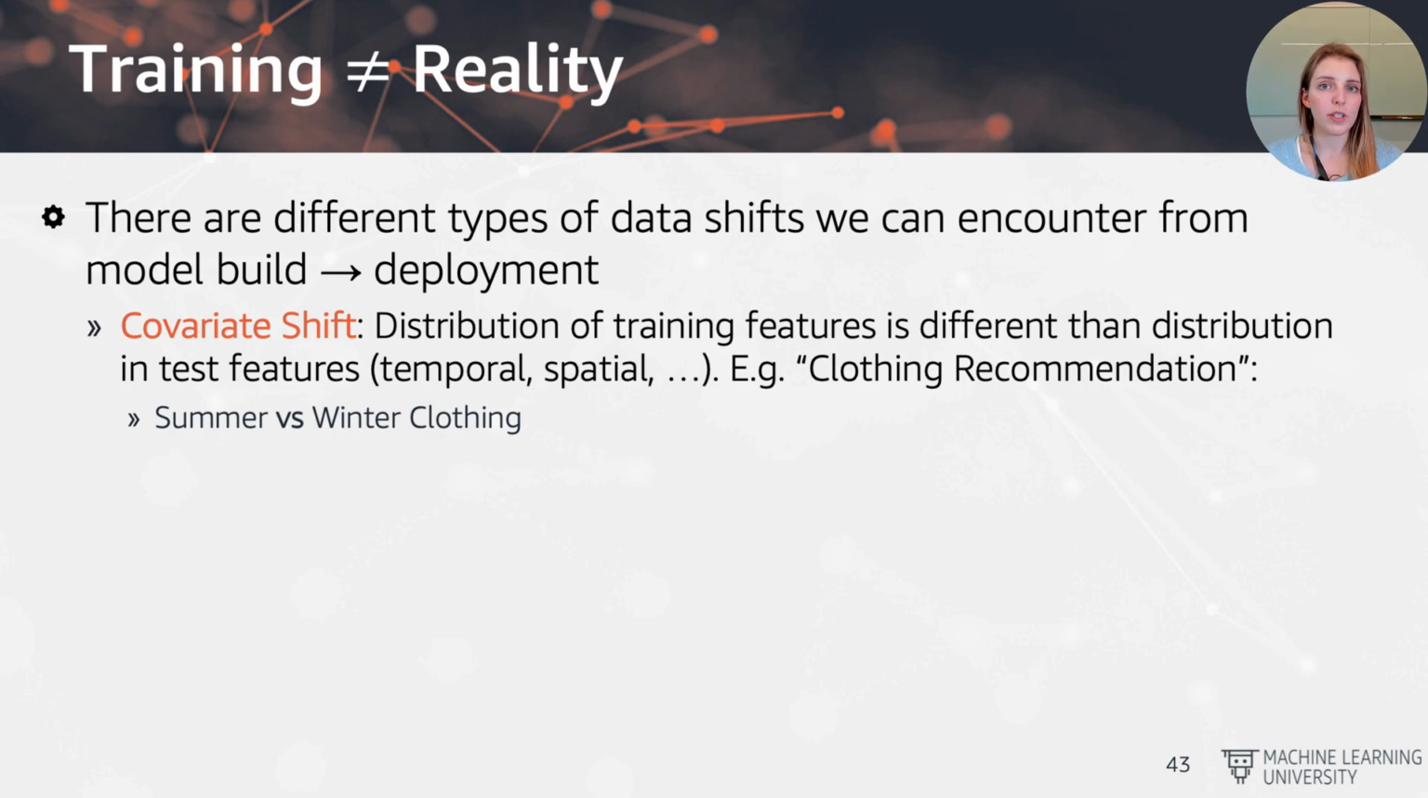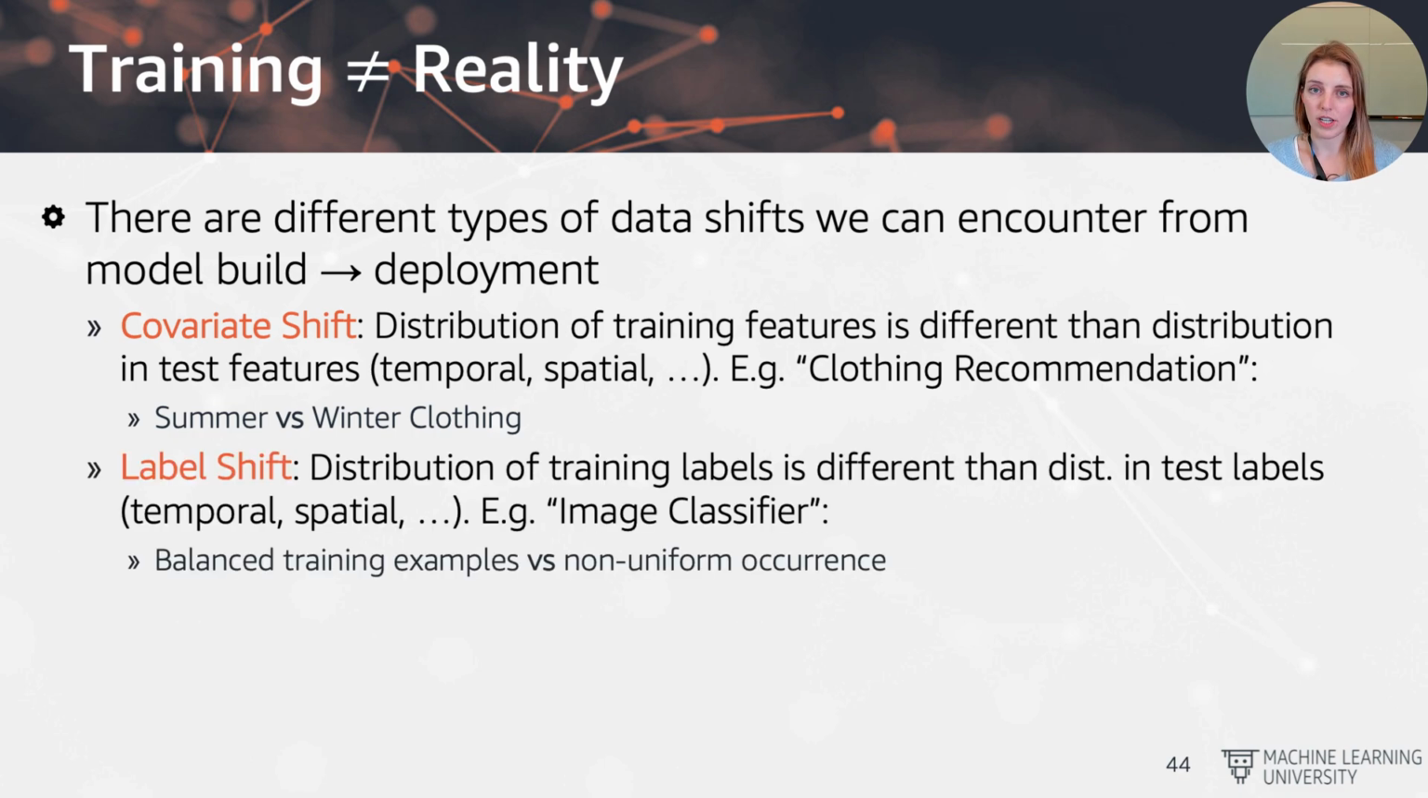And just to illustrate this with an example here, let's say you built a model that is making clothing recommendations, and you built your model in summertime, and all the training data that you used was with respect to clothing that was popular in summertime. And now, by the time you've deployed your model, it's winter, but you keep making recommendations based on the summertime features. So obviously now the test features have a very different distribution.